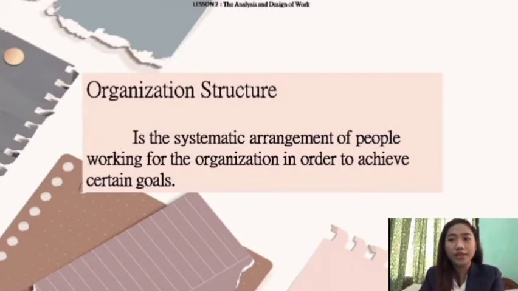Organization structure is the systematic arrangement of people working for the organization in order to achieve certain goals. It refers to how individual and teamwork within an organization are coordinated. It provides a cross-sectional overview of the static relationships between individuals and units that create the outputs. Organization structure is typically displayed through organizational charts that convey both vertical reporting relationships and horizontal functional responsibilities.